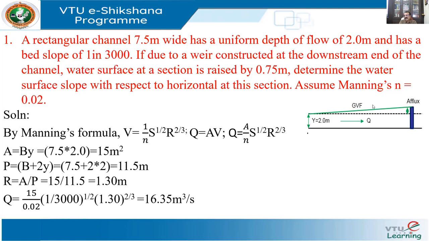Now, once you find the value of R1, find the value of Q. So what is A? Wetted area is 15 meter square. Therefore, it is 15 divided by the value of n, 0.02 given in the problem, into the bed slope, 1 in 3000 given in the problem, raised to half, into R raised to 2/3, R is 1.3 raised to 2/3. If you simplify this, you are going to get the value of Q equal to 16.35 meter cube per second. The discharge flowing in the channel is 16.35 meter cube per second.